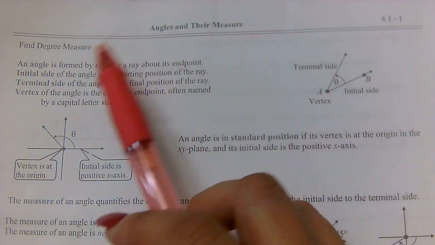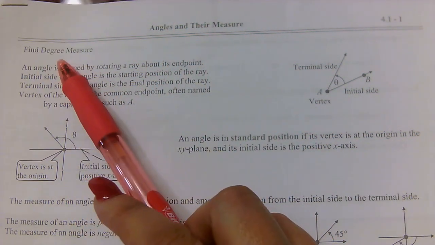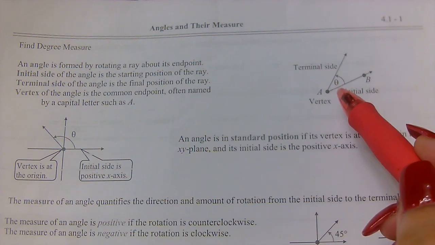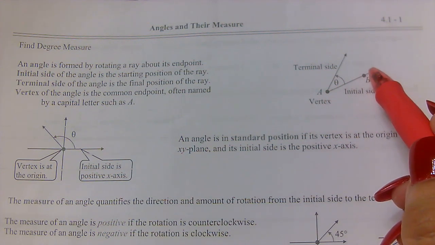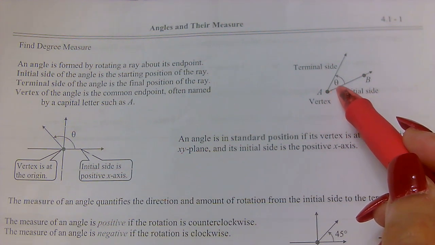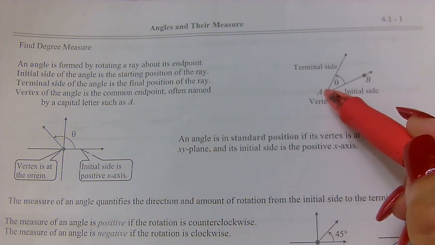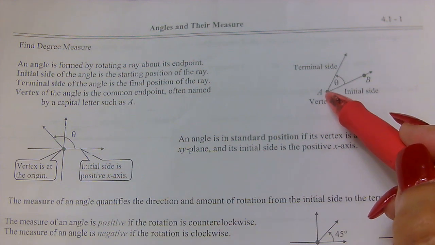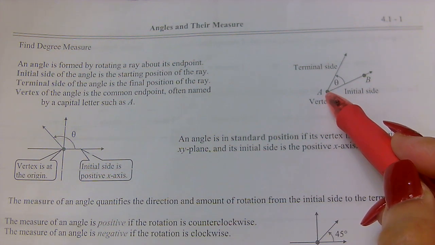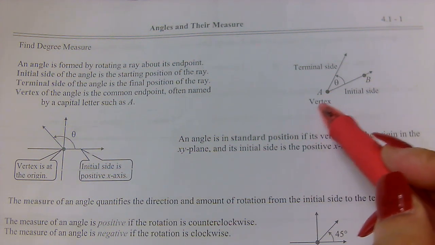Angles and their measurements, that's what we're going to start with. We're going to find the degree measure. Okay, so when we're looking for a measurement of an angle, you're always going to have a ray. This is a ray, and then here's another ray. They both have the same starting point or initiating point, which is called your vertex.